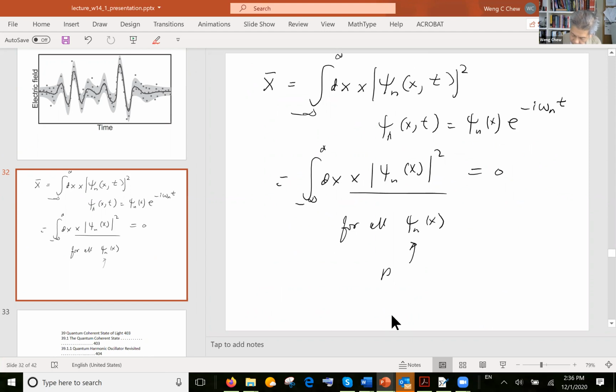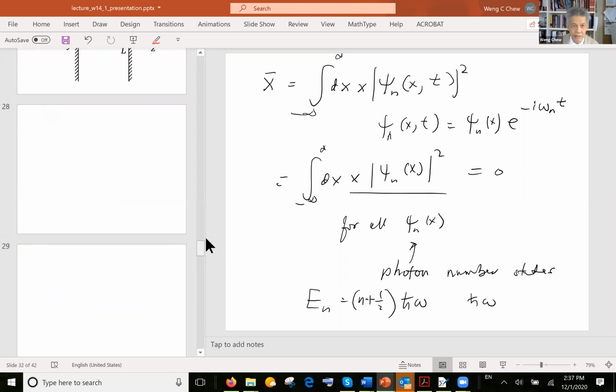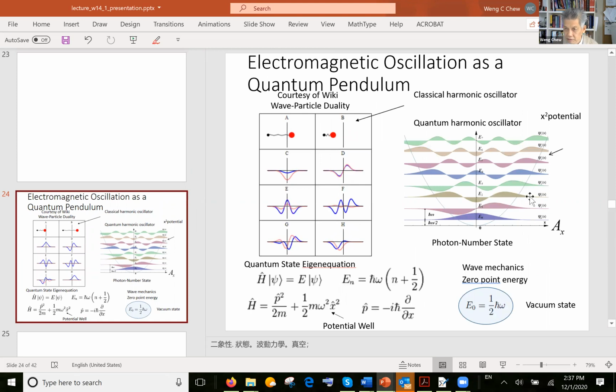And these are called the photon number states. They're called photon number states because the energy is (n plus half) h bar omega. And each of them has an energy level such that if you add h bar omega to any of these energy levels, you get the next energy level. So they precisely have the energy levels of photons. If you look at the spacing of these energy levels, they're precisely that of a single photon. That's why they're called the photon number states.